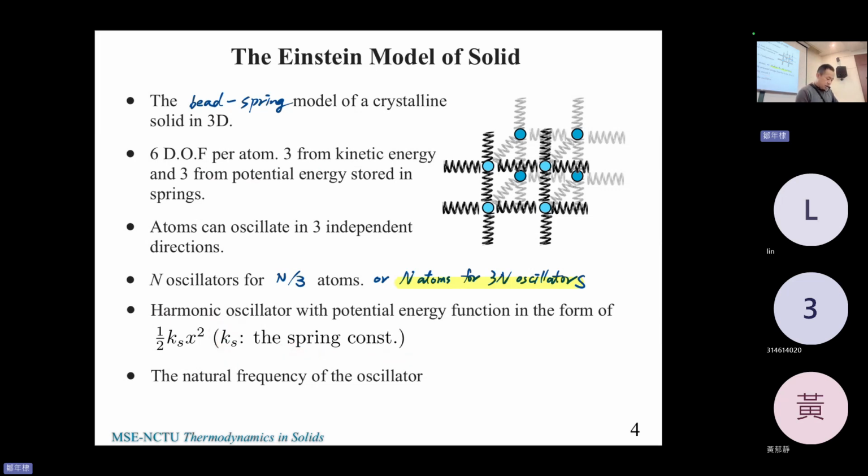Okay. The natural frequency of the oscillator. Here, f equals 1 over 2 pi times the square root of ks divided by m. This is the natural frequency, the resonant frequency. The resonant frequency is typically related to 1 over 2 pi times the square root of ks over m.